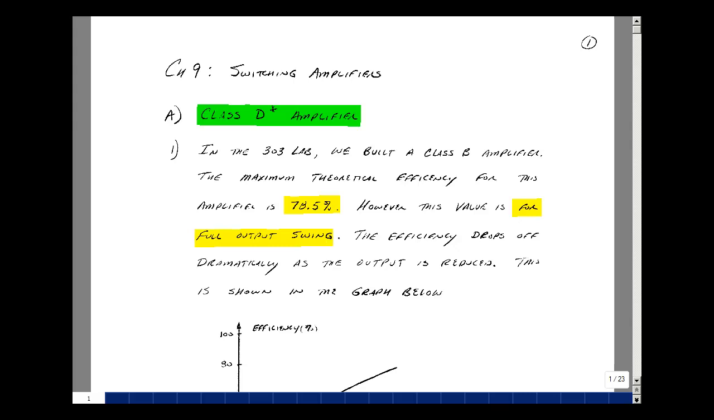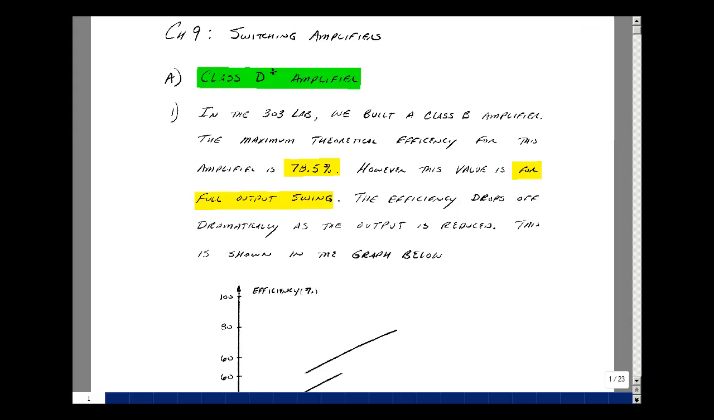But before I go into some of the details of that, let me explain why we're doing a Class D amplifier. In the 303 lab, we built a Class B amplifier, and we showed that its maximum efficiency was 78.5%. But this is when the output was maximum, and the efficiency dropped off as the signal got smaller. And we'd taken measurements to show that in lab.